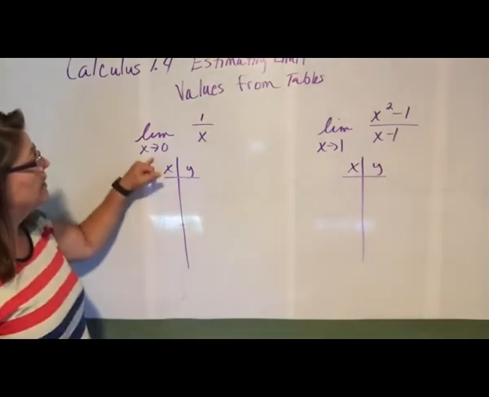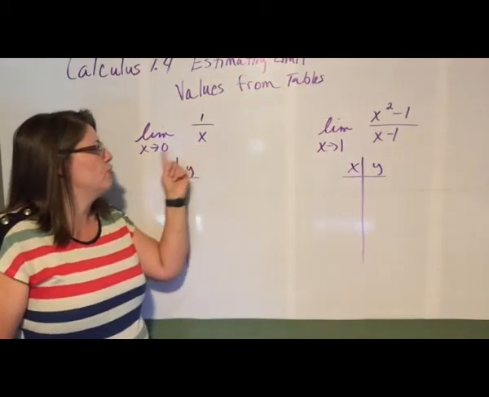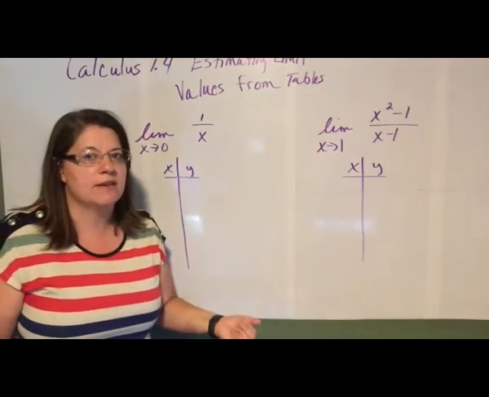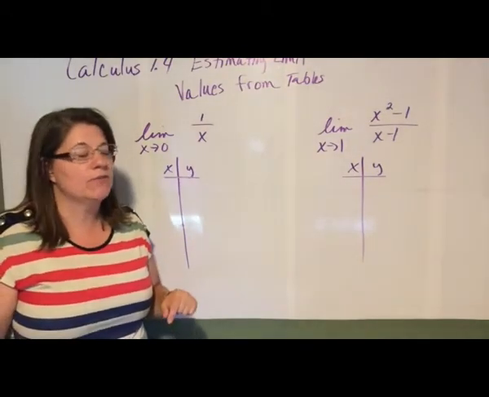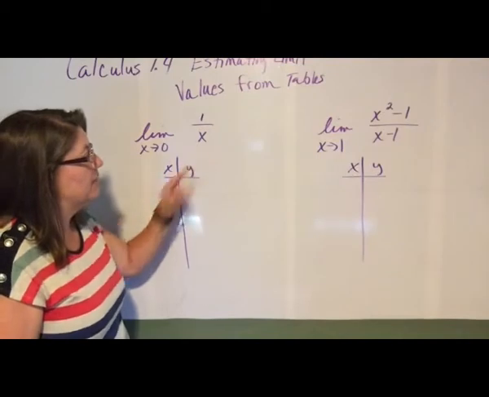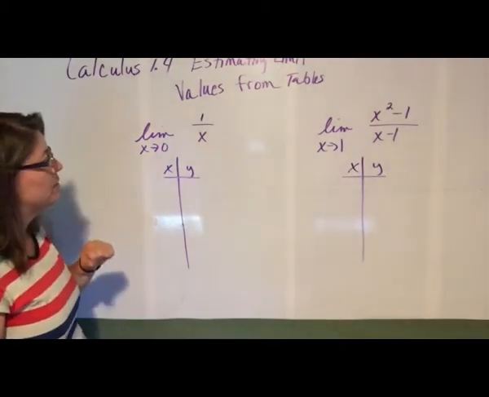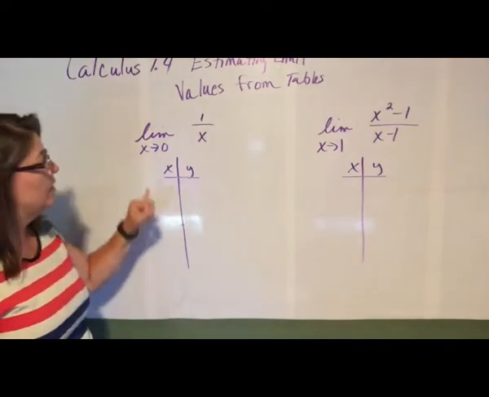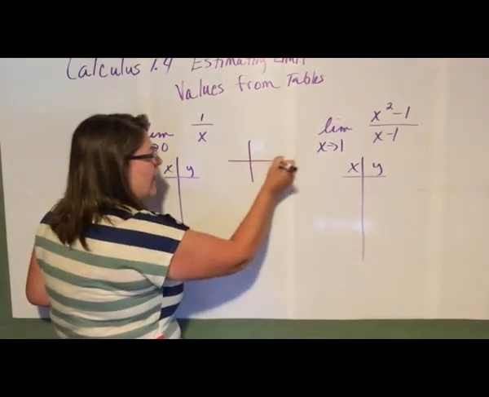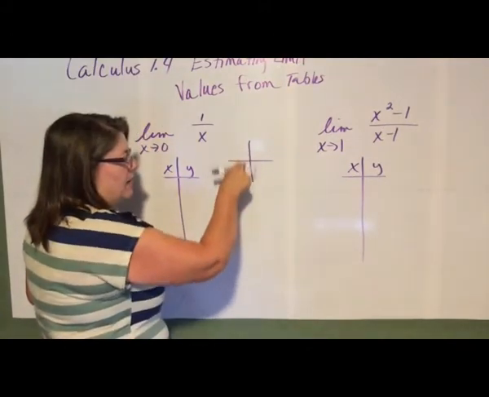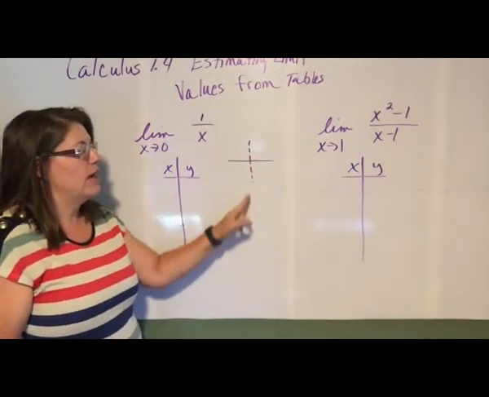Okay, so using the limit as x approaches 0, if we were to just try to plug 0 in, we would get something that's undefined. So we need to understand what's happening to the right and to the left of 0 if we're trying to find the limit of this function. So what I would do is pick some positive numbers and some negative numbers that are leading up to 0. Because if we had a graph and 0 is the x value we're approaching, we know that there is an asymptote at the y-axis.